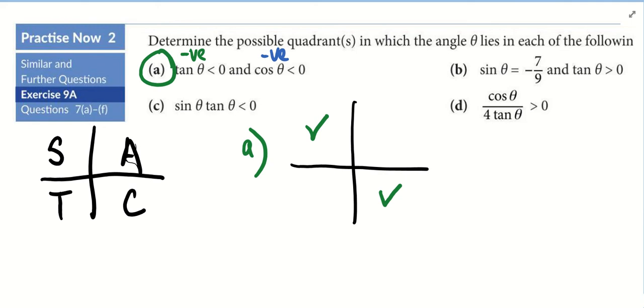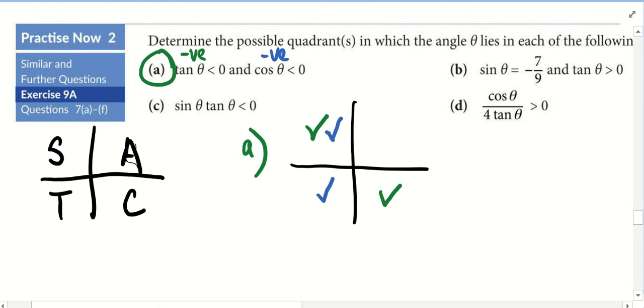Now, we go over to cosine. I use blue color now. We know from ASTC, cosine will be positive in the third and the fourth quadrant. But now, cosine, I want it to be negative. Which quadrant should it lie in? Cannot be first, cannot be fourth. So it must be the second or the third one.